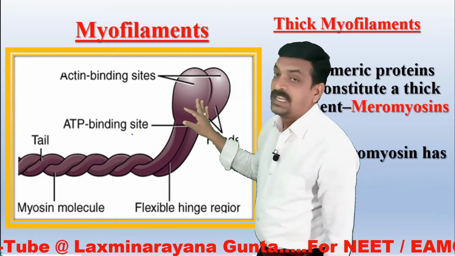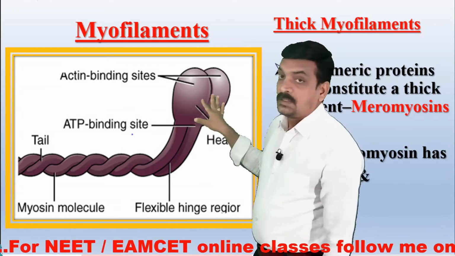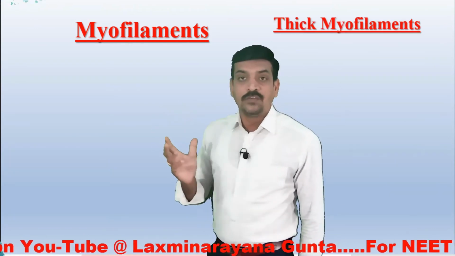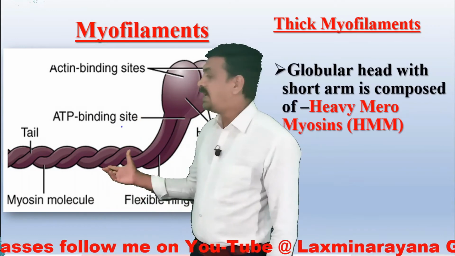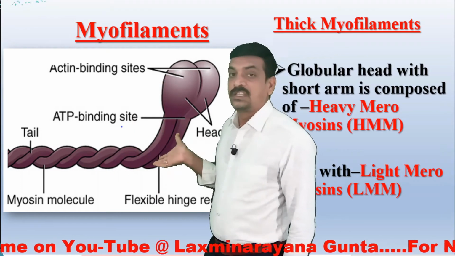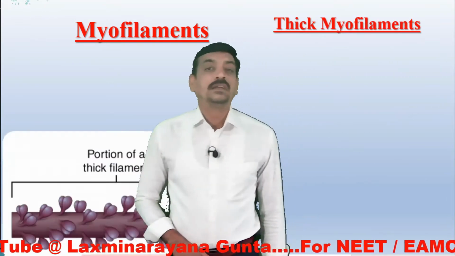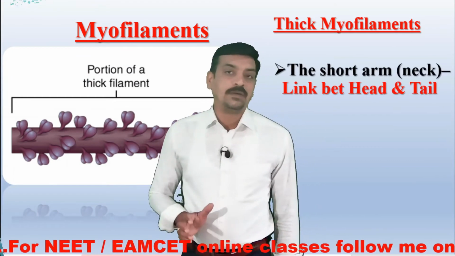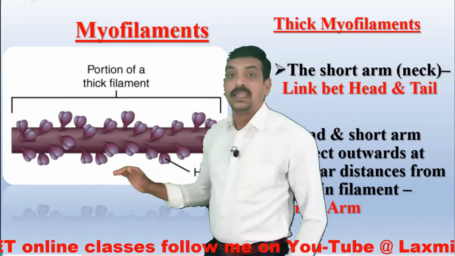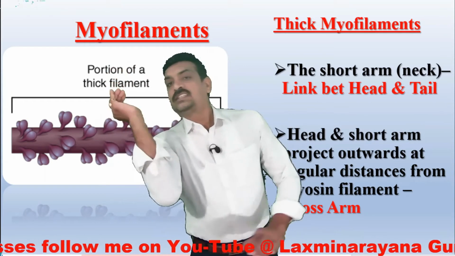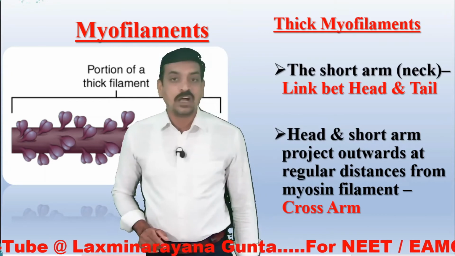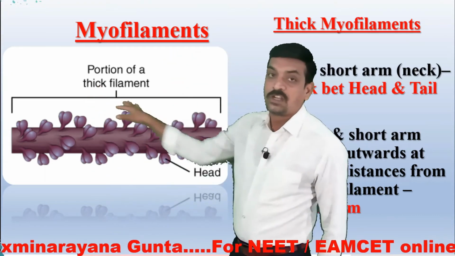Each meromyosin has a head and a tail. This one is the head and this one is the tail. The head is composed of heavy meromyosin, whereas the tail is made of light meromyosin. In between the head and the tail, there is a short structure called the neck or the short arm. It links the head with the tail. These heads and necks project outward at regular distances from the myosin filament. That's why they are called cross arms. This is the portion of a thick filament.